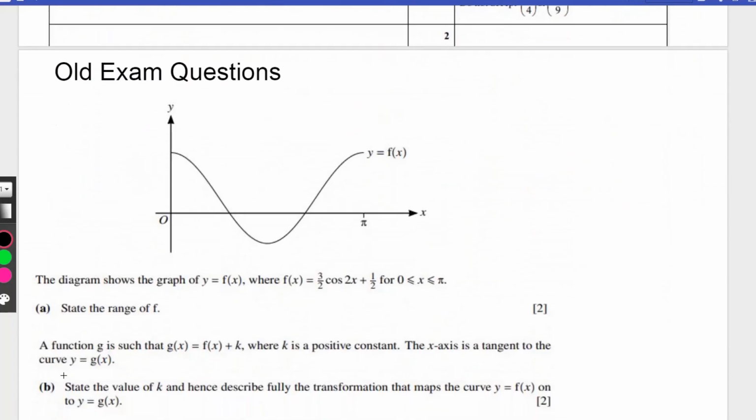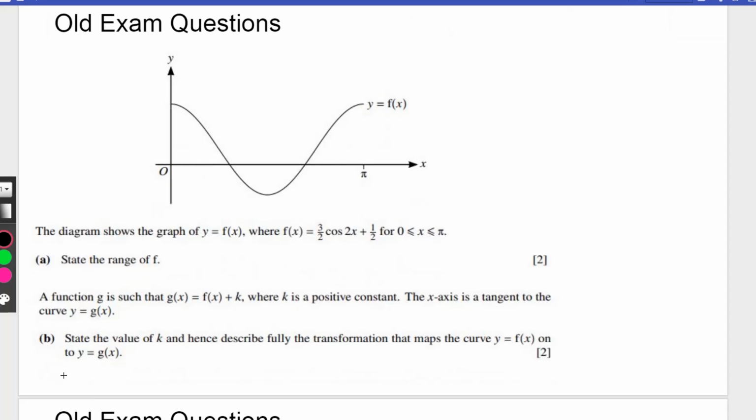All right, let's take a look at this. Here, I've got a function. It says the diagram shows me f of x. That's this guy right here. And it says that where it is, so this is this graph right here. All right. State the range.